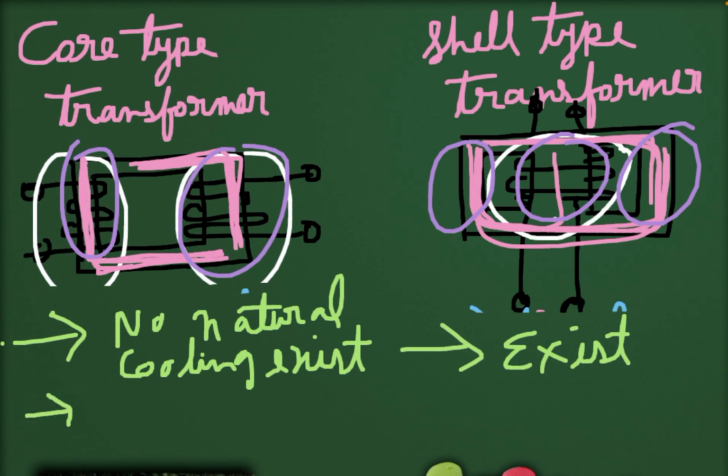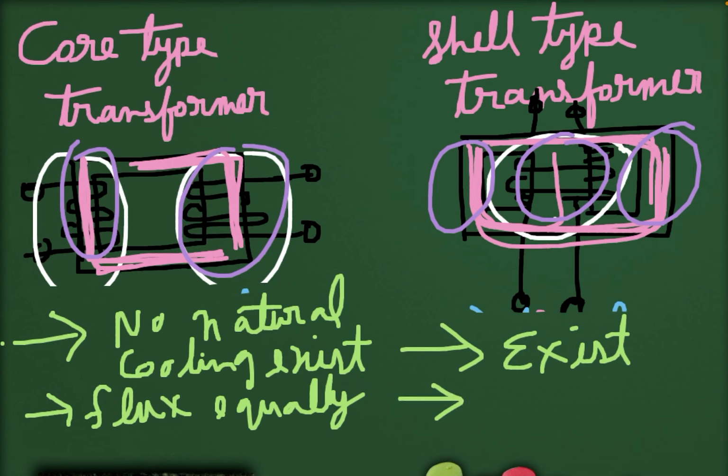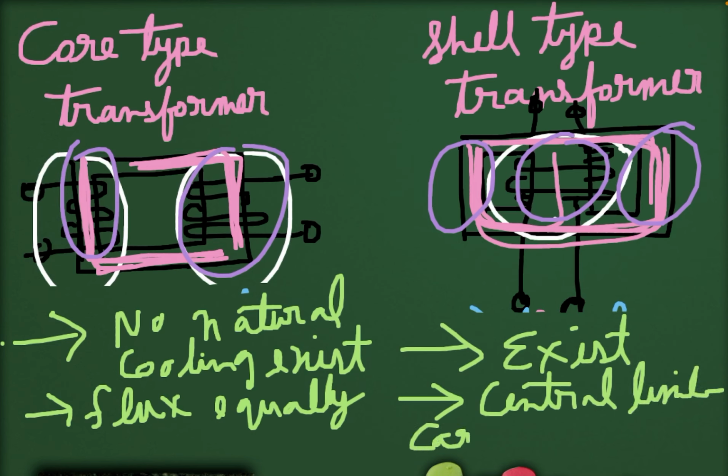Next we have to discuss the flux. In the core type the flux is equally distributed on the side limbs of the core, while in the case of shell type the central limb carries the whole flux, and the side limbs carry half of the flux. So this is about the flux.